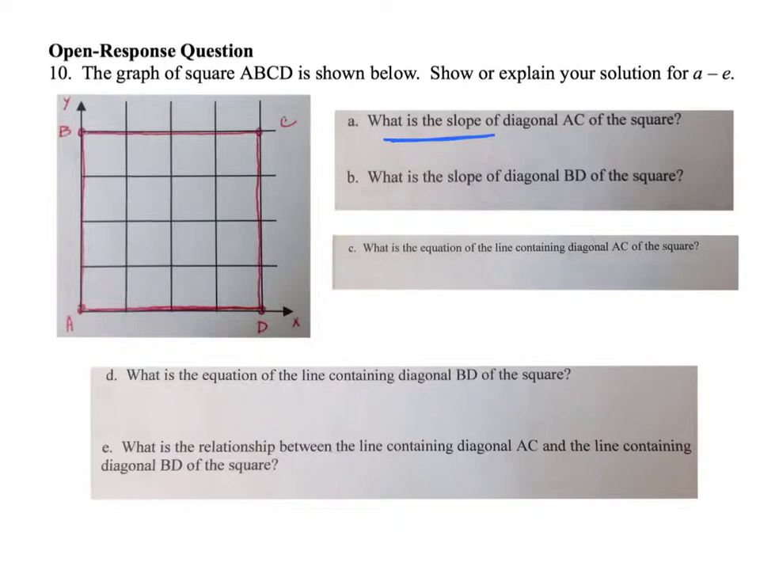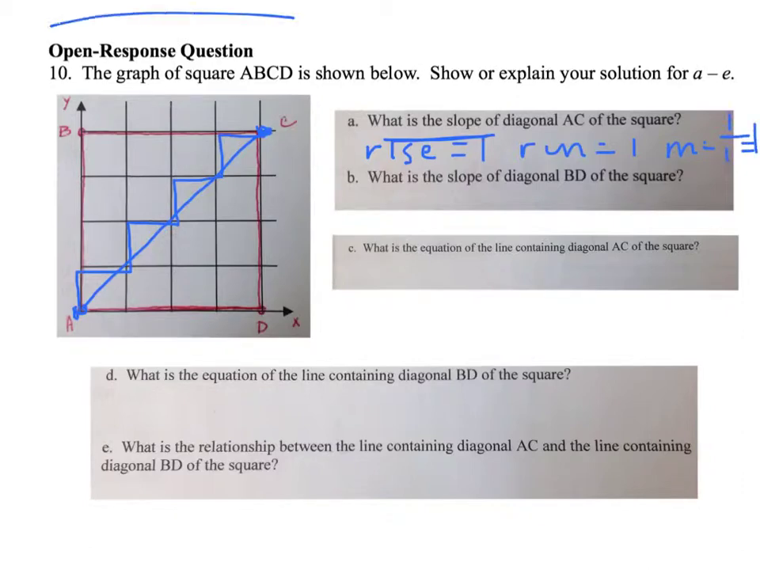If I'm going from A to C, this is what the line should look like. It looks like I'm going up one, right one, up one, right one, and I continue that. So my rise is 1 unit, and my run is 1 unit, so my slope turns out to be 1 to 1, which is a slope of 1.